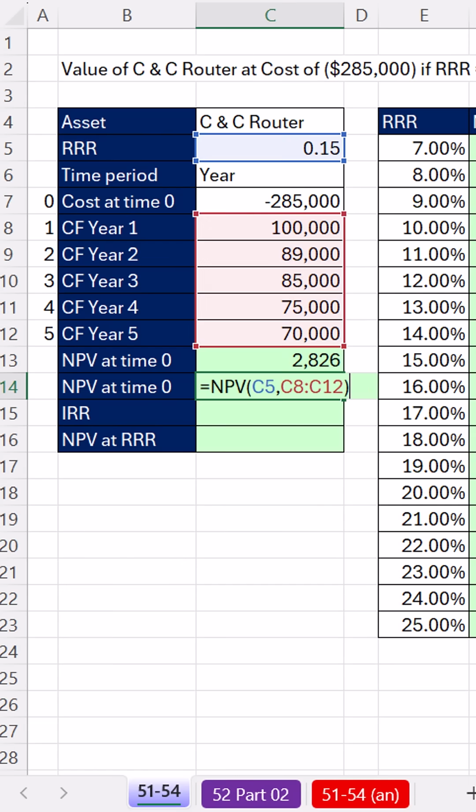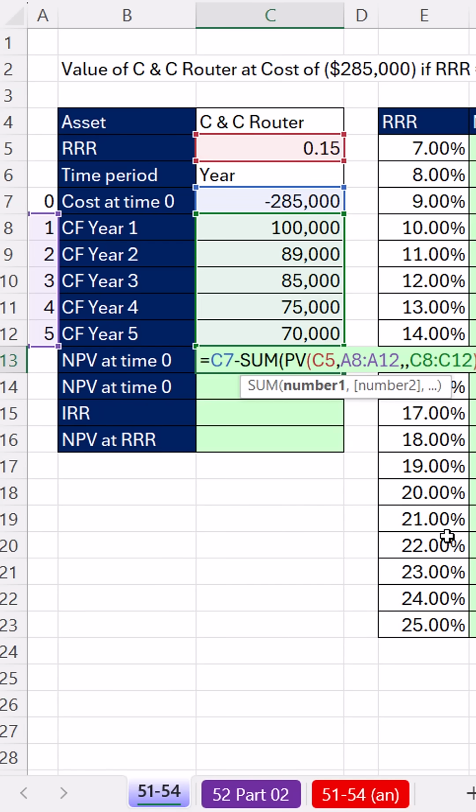So what do we do? F2. With net present value, you always have to subtract the cost. And guess what? Control Enter. That formula is a lot easier to figure out net present value. Does this asset add value? Then a formula like that.